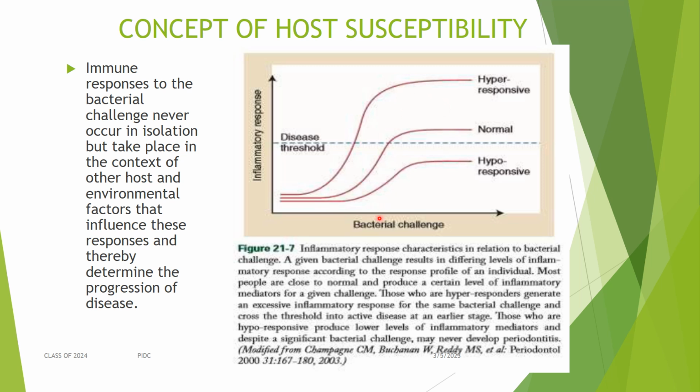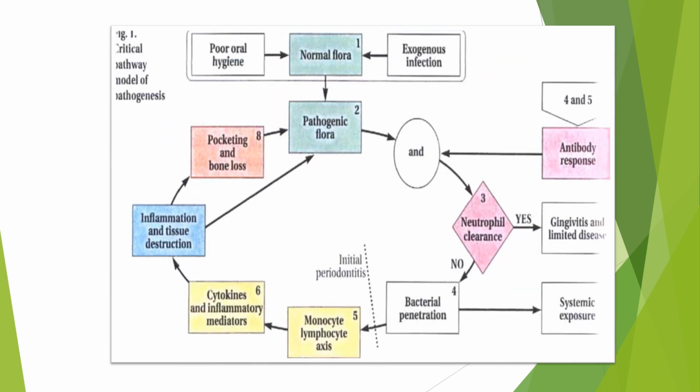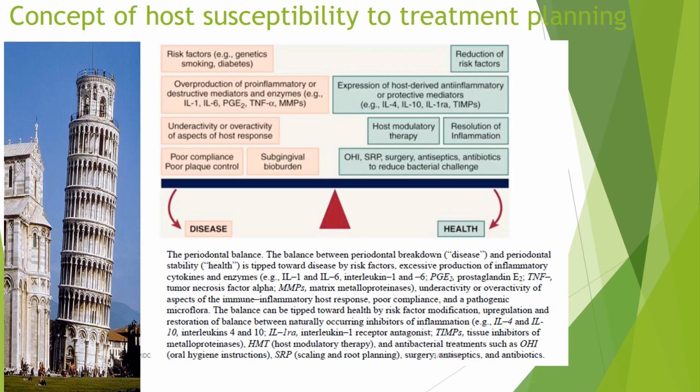So, those who are hypo-responsive produce lower levels of inflammatory mediators and, despite a significant bacterial challenge, may never develop periodontitis. So, this is what the authors found, that you could have either hyper-responsive individuals, normal responsive individuals, or hypo-responsive individuals. So accordingly, for periodontitis, the model of pathogenesis was refabricated this way. Based on all this, the concept of host susceptibility to treatment planning came into play.